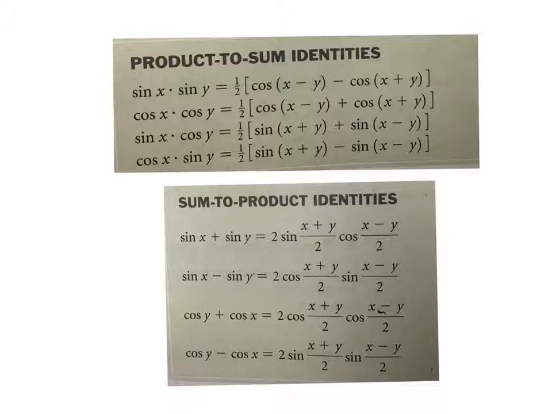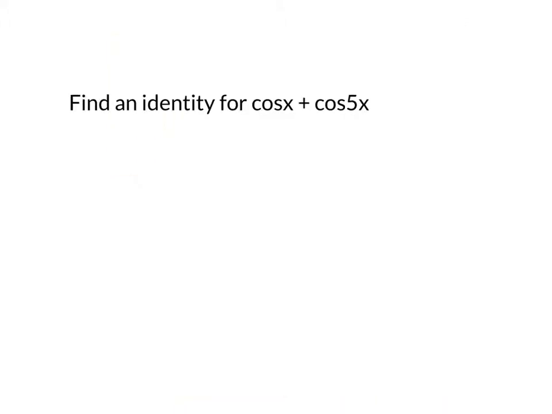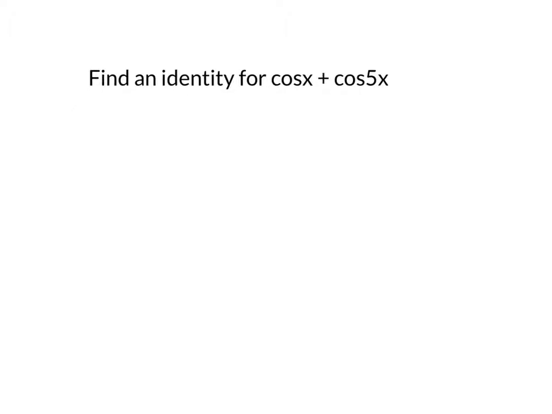Okay, you need to stop this video, and these are the last 8 of your identities that you can put on your sheet to use. I'm going to show you one problem using one of them, and the video will be done. All right, finally, our last slide. This one says find an identity for cosine x plus cosine 5x, or simplify it. And we just didn't have one in the last slide.